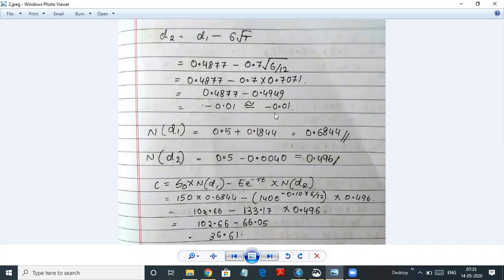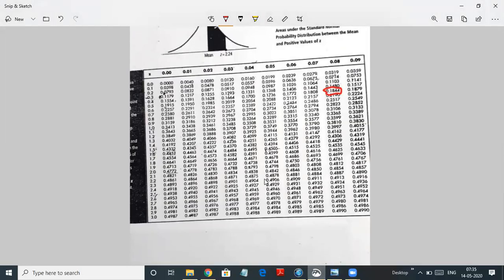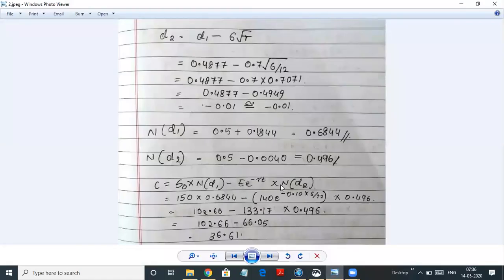Now we have to find the value of 0.01 in the table. So we go to the table, 0.0 is here and we have to go till 1. So 0.01 means it is this value. 0.0040 is the value. So if I go back to the solution, 0.0040, so it's a negative value. So we do 0.5 minus 0.0040, you get 0.496.